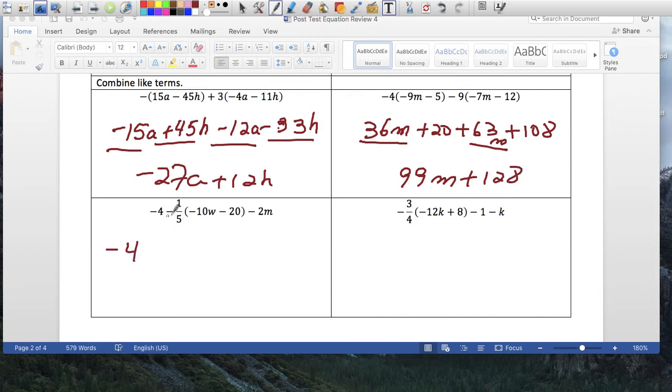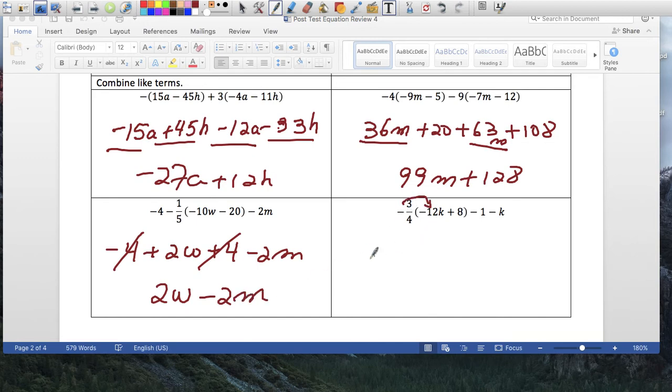Negative times a negative is a positive, and 1/5 of 10 is 2. Negative times a negative is a positive again. 1/5 of 20 is 4. Minus 2m. Can I combine anything? The negative 4 and the positive 4 will actually become 0. So all I have left over is 2w minus 2m.